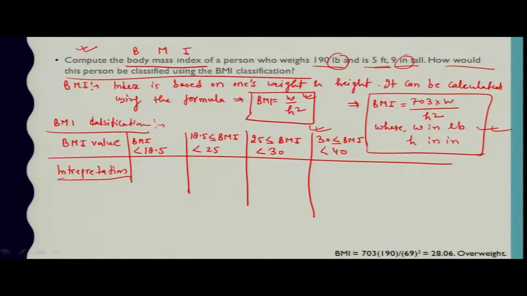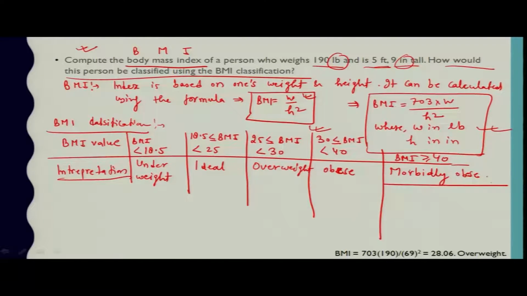If it is less than 18.5, your body will be underweight, and if it is in between 18.5 to 25, it is ideal. If it is between 25 to 30, you will be said as overweight, and if you are in between 30 to 40, you will be having somewhat obesity. And if BMI is greater than 40, you are suffering from morbid obesity. So morbidly obese is the extreme condition. This is obese, O-B-E-S-E.